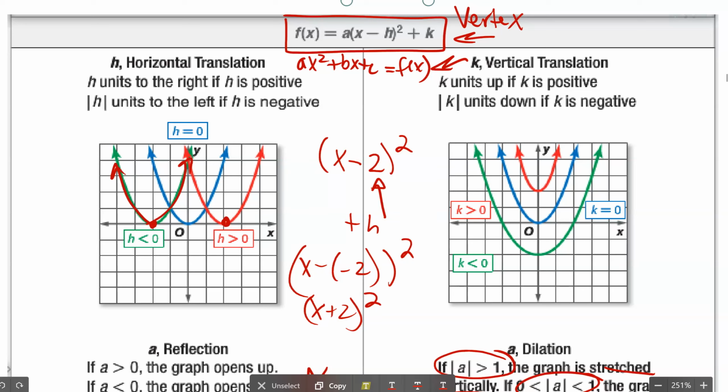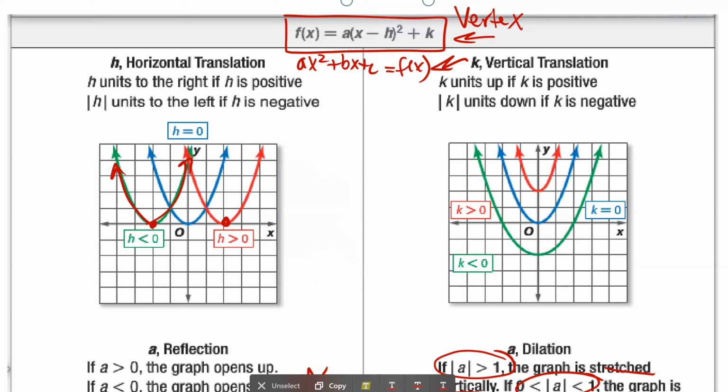So it's dealing with horizontal translation. It's opposite of the way you think. H is just the vertex form. This h is your left and right horizontal. The k is at the end. It's how much goes up and down. It's your vertical.